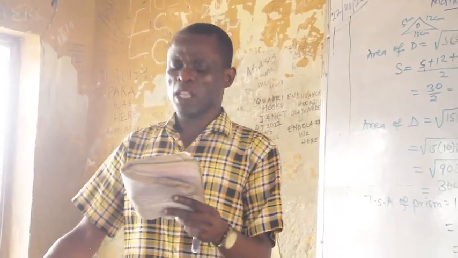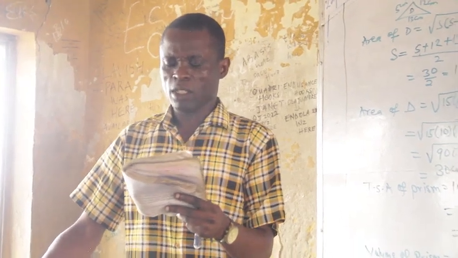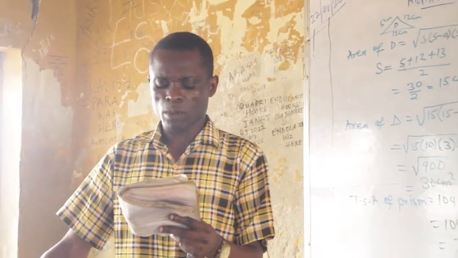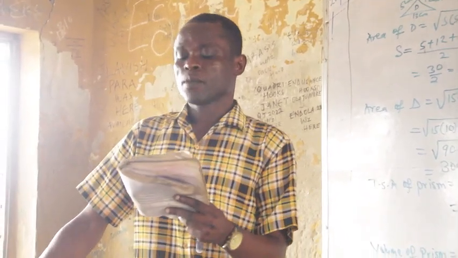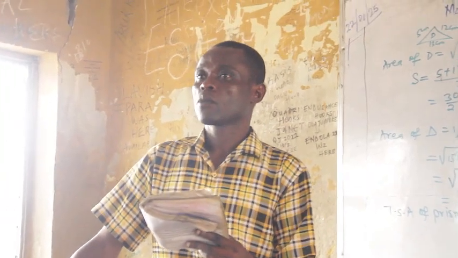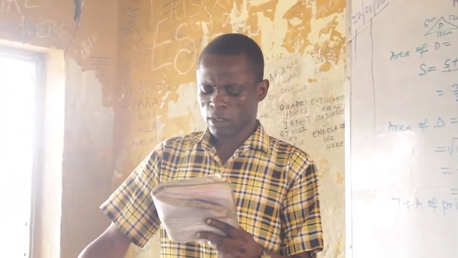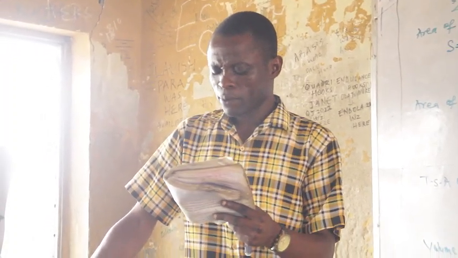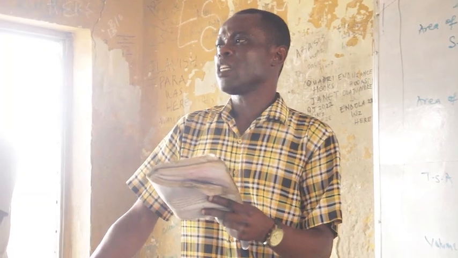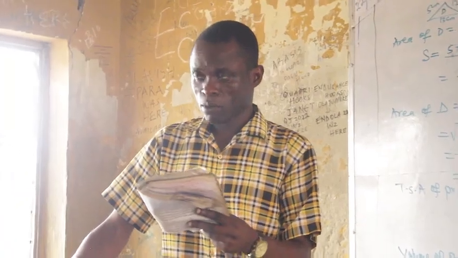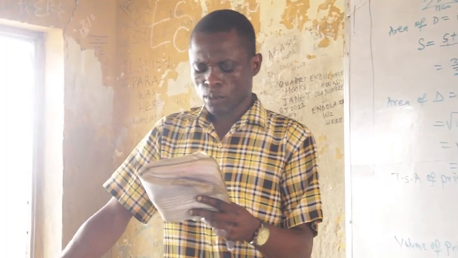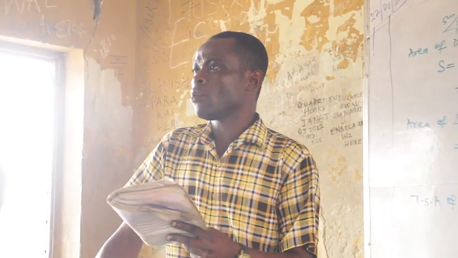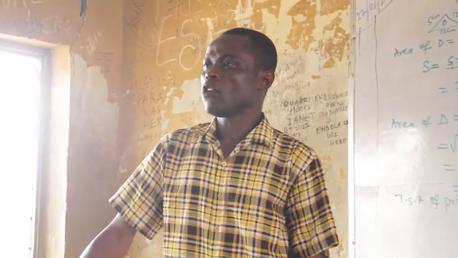If the prism is 72 centimeter long, comma, find: one, the total surface area of the prism. Two, the volume of the prism.